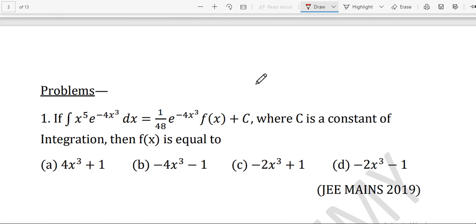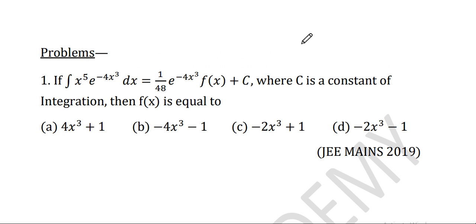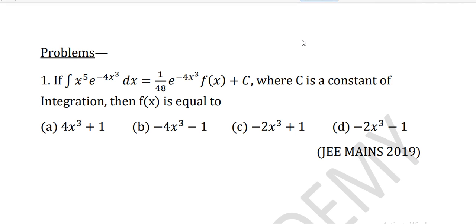Okay. So let us start with the problems of integration by parts. Now this problem came in JEE Mains 2019. So let's do this one. It says that if integration of x to the power 5 into e to the power minus 4x cube dx is 1 by 48 e to the power minus 4x cube f(x) plus c, where c is a constant of integration, then f(x) is what? So basically we have to find f(x).